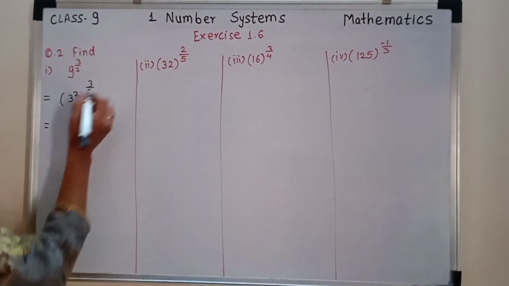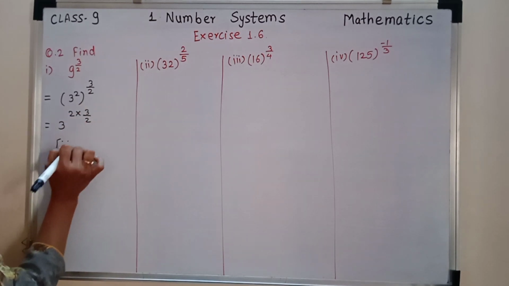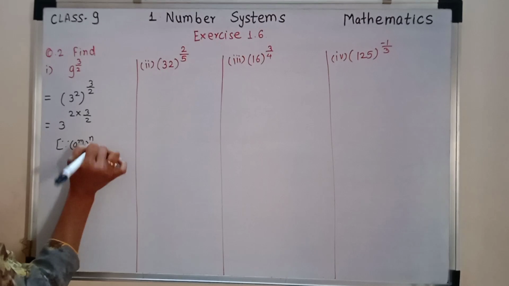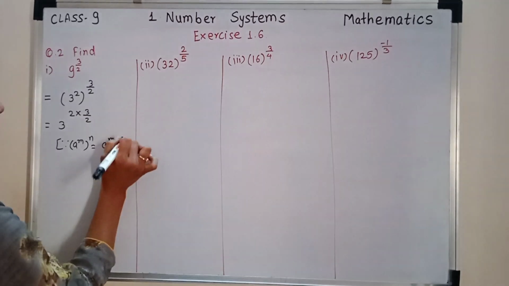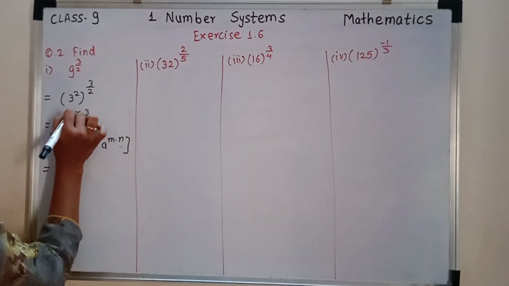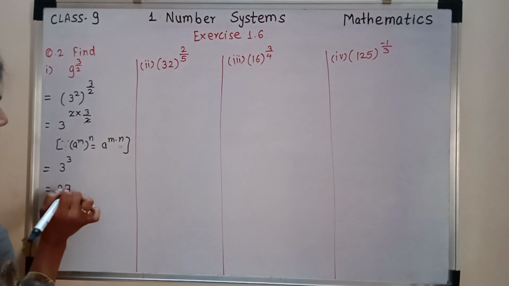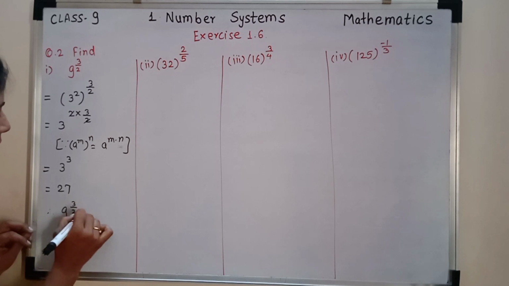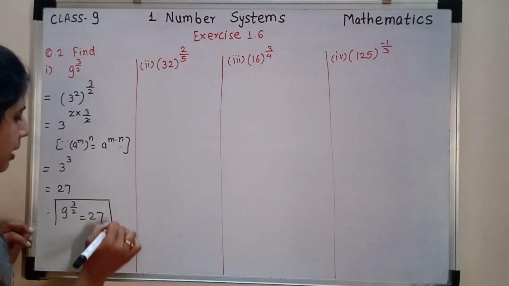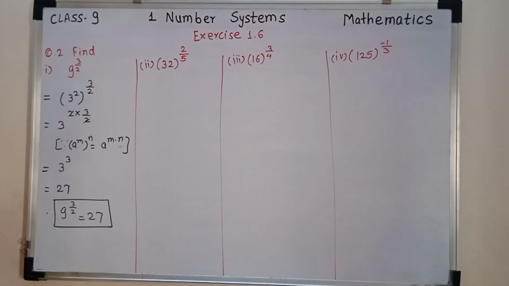Now again it is a power of a power, so the powers will be multiplied. So whatever law we are using, always write that respective law. So again 2 will get cancelled and what is remaining with me is 3 cube. The 3 cube is what, 27. And therefore whenever we get the answer, always highlight your answer. So 9 raised to 3/2 is equal to 27.